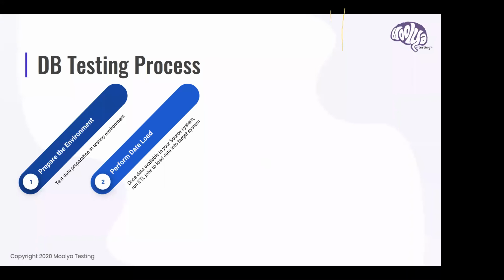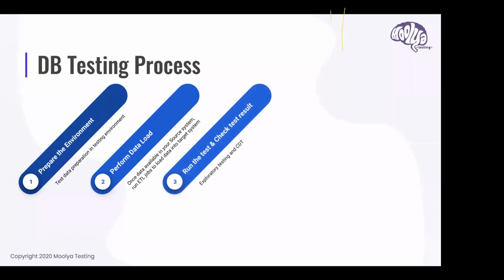Okay. And next thing is to run the tests and check the test results. Here again, exploratory testing and context-driven testing come into the picture. You'll be identifying the risks and converting them into test ideas for the betterment of your testing. Again, this is another topic about exploratory testing and CDT, but still it is useful in database testing as well, right?